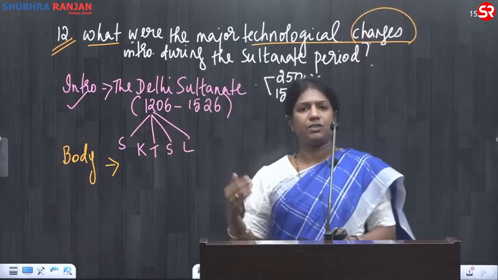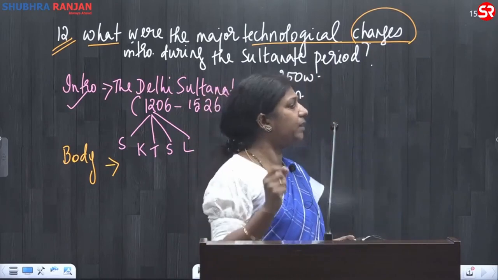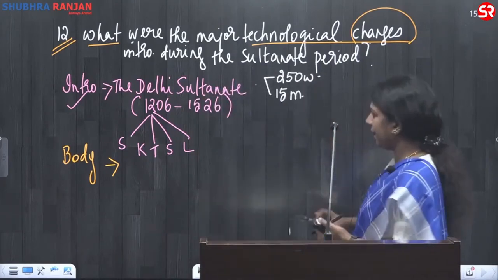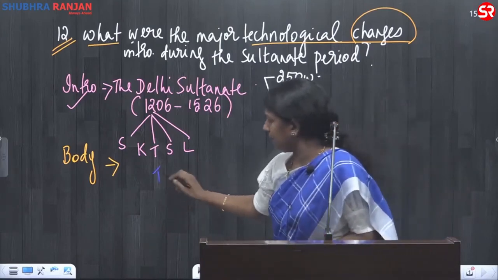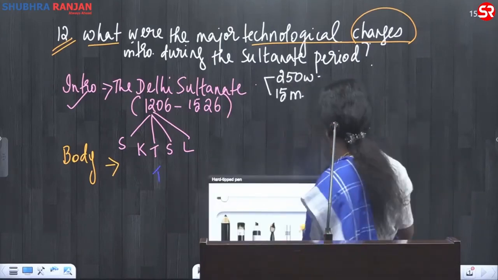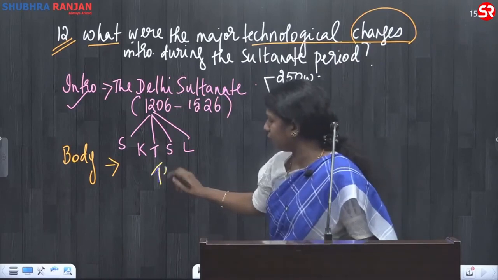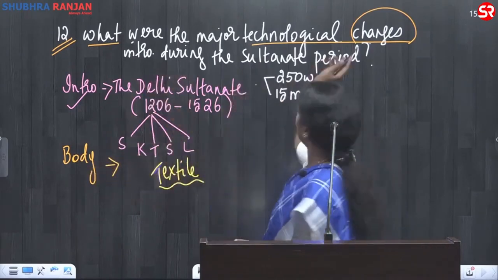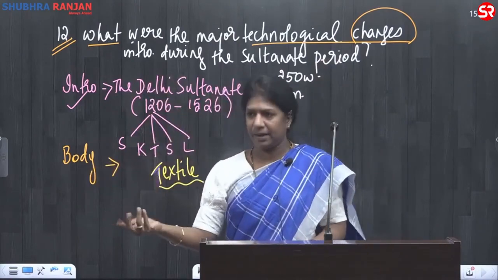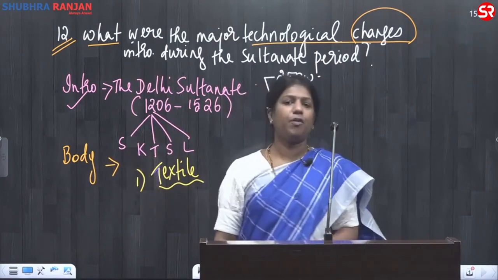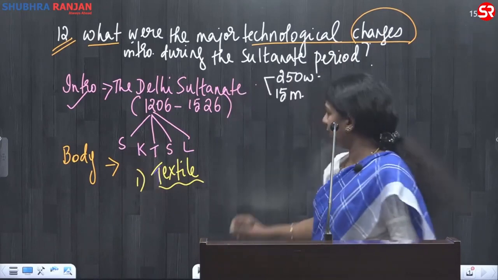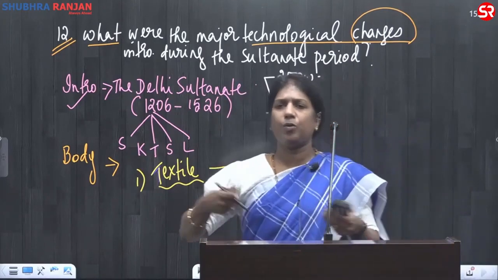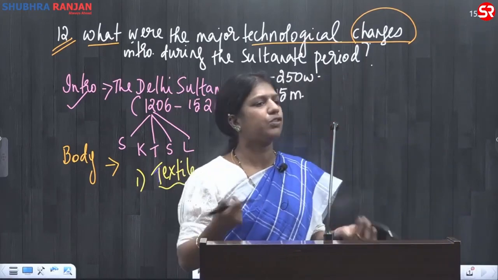So when you look at the changes, we are structuring it into different compartments, different headings. So what would be the heading? The first heading we can say is in the field of textile. So you can make your body like the technological changes introduced where? Number 1, in the field of textile. So in the field of textile, what did they actually do? Say for example, we all know the weaving machine. Handloom was already there.